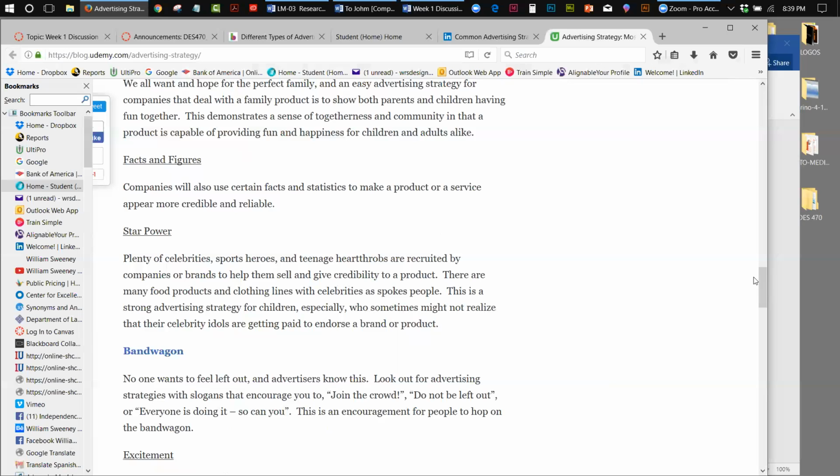So it's a strong advertising strategy for children, especially, who sometimes might not realize that their celebrity idols are getting paid, endorsed for the brand of their product. Yeah, that's true. I think what happens is very often a lot of people, older people, don't really stop and think that this guy's being paid to endorse this product. I know myself, I just watch these programs, and I very seldom think about the fact this guy's getting paid for it. I just see him do it, and if I like what I see, I'll maybe go buy it. But that's an absolute truth.